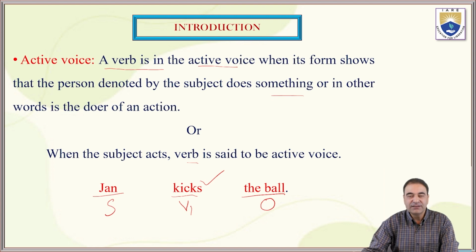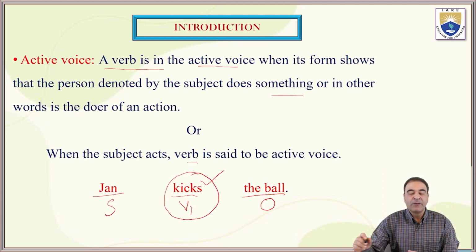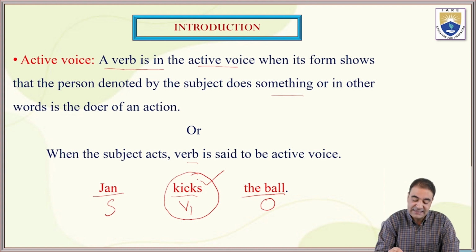As I told you, active voice means when a subject acts, the verb is said to be in the active voice, as in this sentence, John kicks the ball. Here, it is John who acts, who performs an act. And what's that act? Kicks. Therefore, we can say that the verb kicks is in active voice.